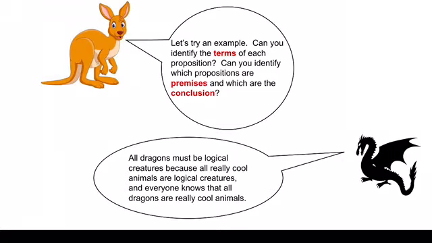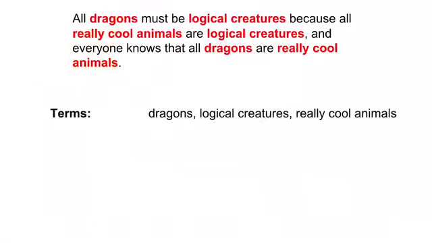All right, so we want to see if we can figure out what the terms are, which propositions are the premises, and which one is the conclusion. All right, so let's just write that out in non-dialogue form here. And we've highlighted in red the terms. Right? The terms are dragons, logical creatures, and really cool animals. If you look at that, on all those words, there really are only three terms, right? Three things that are being used as either a subject or a predicate.